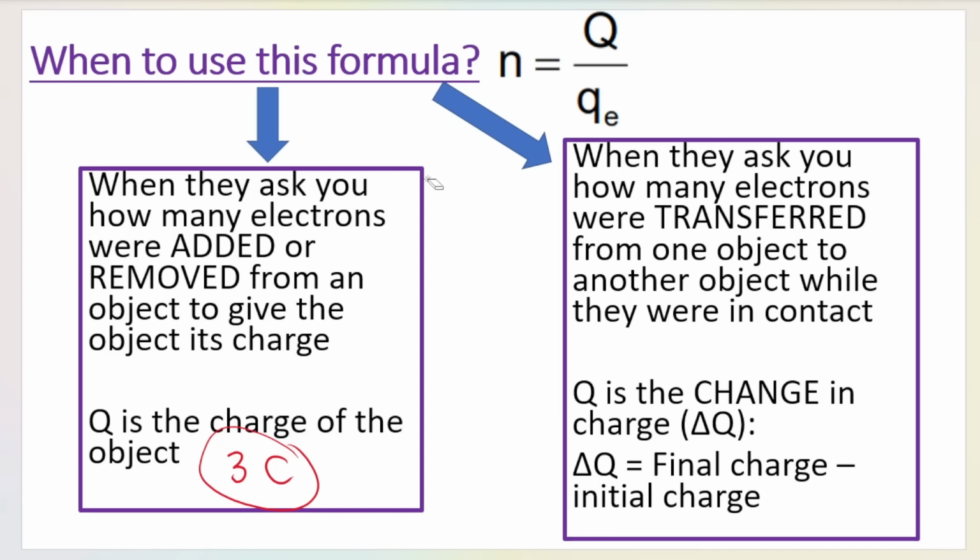The second scenario in which we use that formula is if we have 2 objects, they touch, and electrons move. Remember, electrons move from the more negative object to the less negative object. And then they ask how many of those electrons actually moved when they were touching. So did 1 electron jump over? Did 2 move? Did 3 billion move? That's when we use this formula. And then Q is the final charge minus the initial charge.